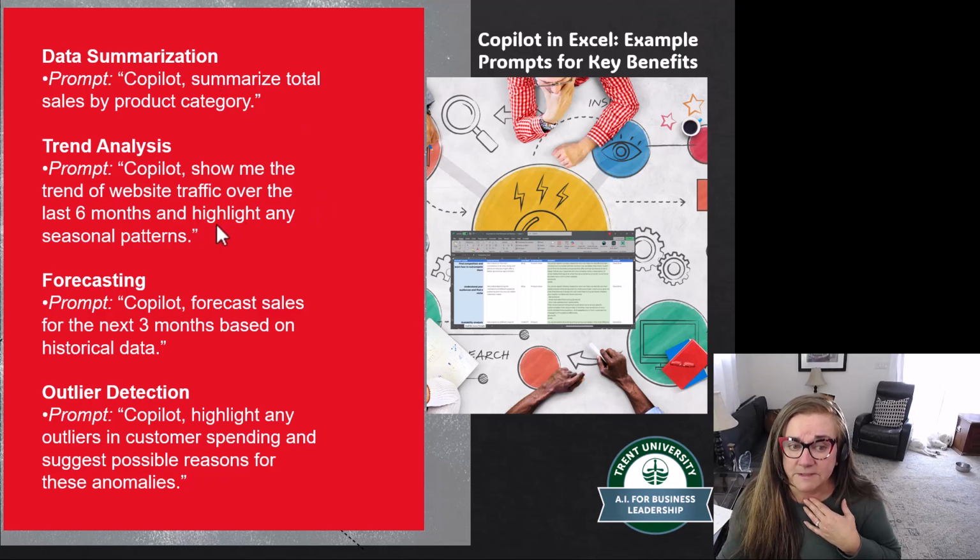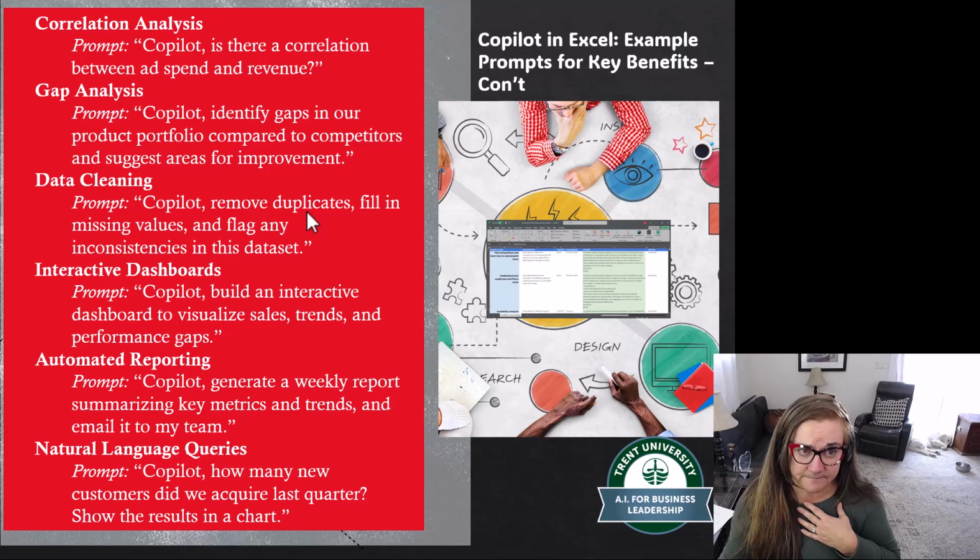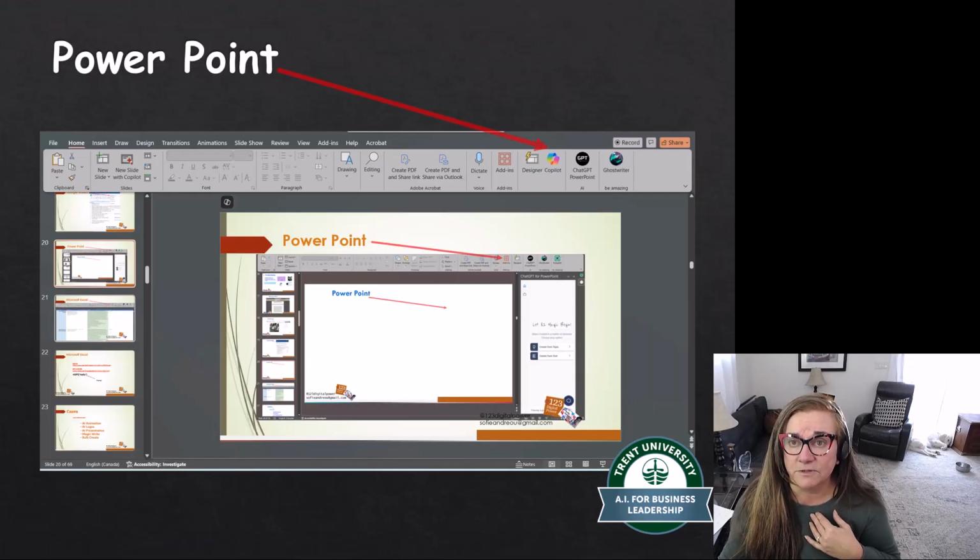Here's some more prompts that you might want to use within Excel. Copilot, summarize total sales by product category. It can do that for you. Show me trends of website traffic over the last 6 months and highlight any seasonal patterns. So as you can see, you can use this in so many different ways. There are more prompts that you can use. Data cleansing: Copilot, remove duplicates, fill in missing values, flag any inconsistencies. So things that could have taken you a long time to do, it can really help you scrub your data faster.